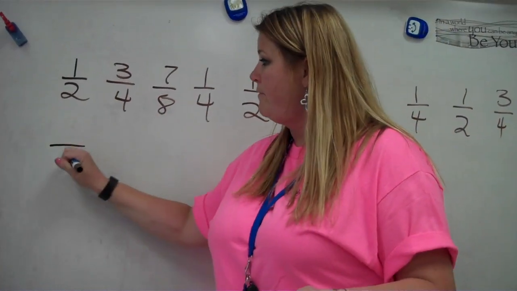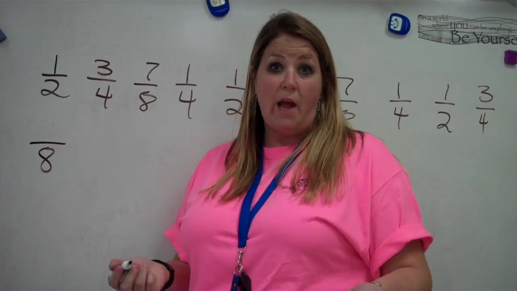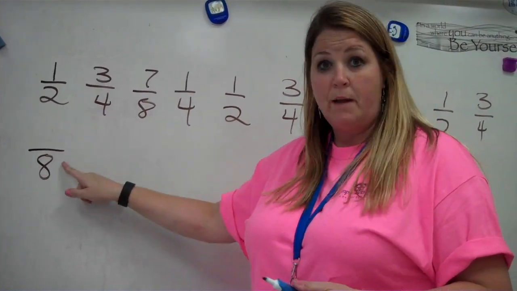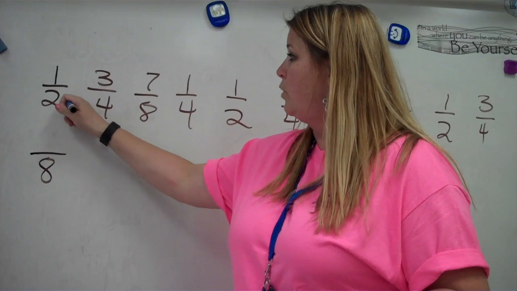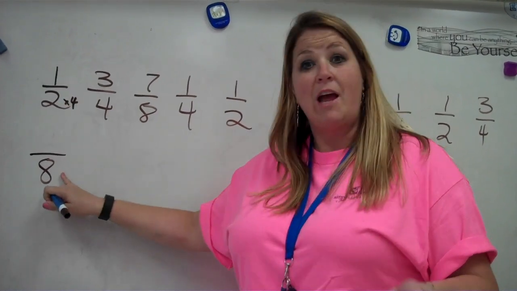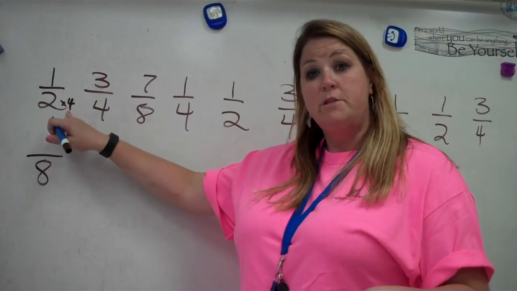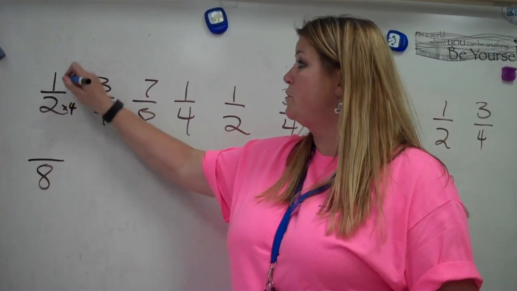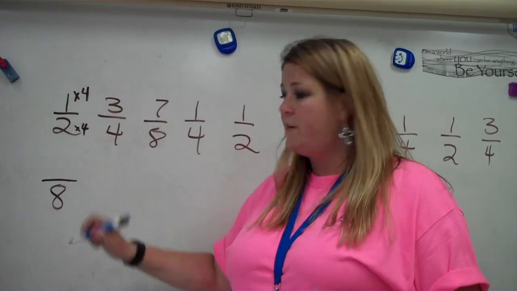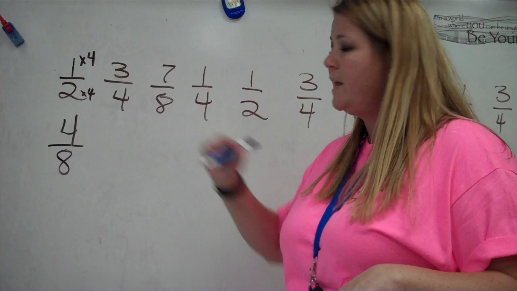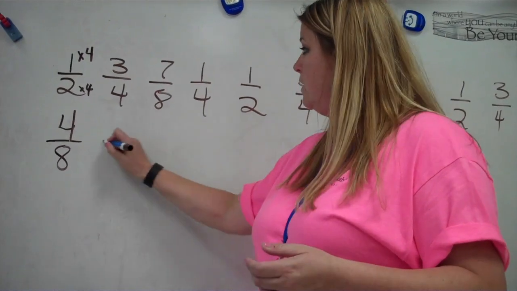So I've got 1/2, and I need to change that into how many 8ths? Well, with my denominators, 2 times what got me 8? Yes, it's 4. So 2 times 4 gets me 8. I've got to be fair to the top, making that equivalent fraction equal. So if I multiplied the denominator by 4, I'm going to multiply the numerator by 4. 1 times 4 is 4. So that becomes 4/8.